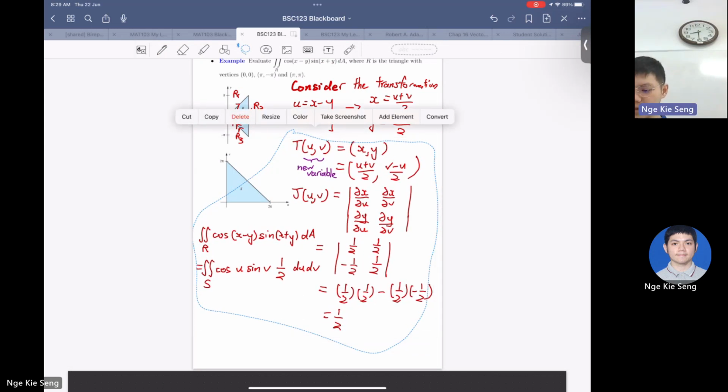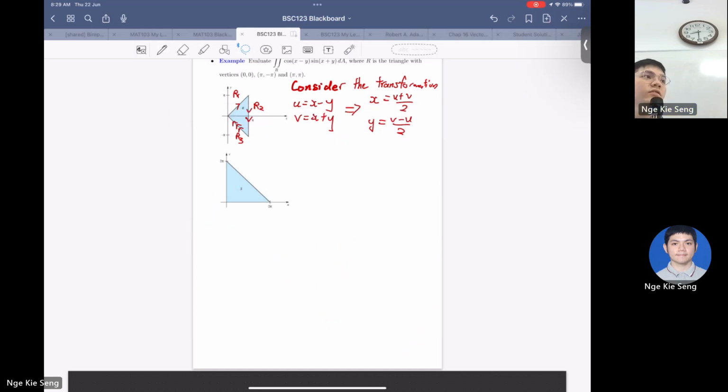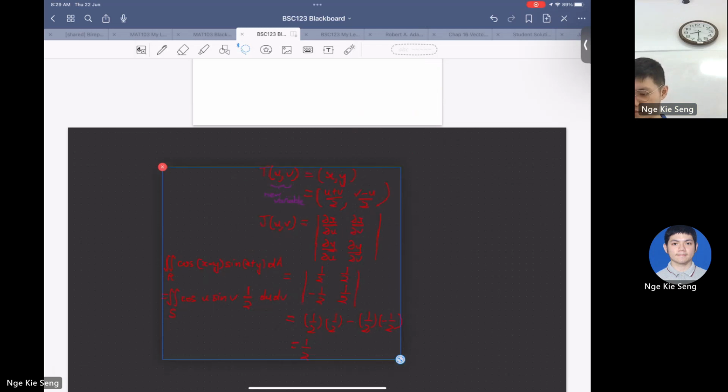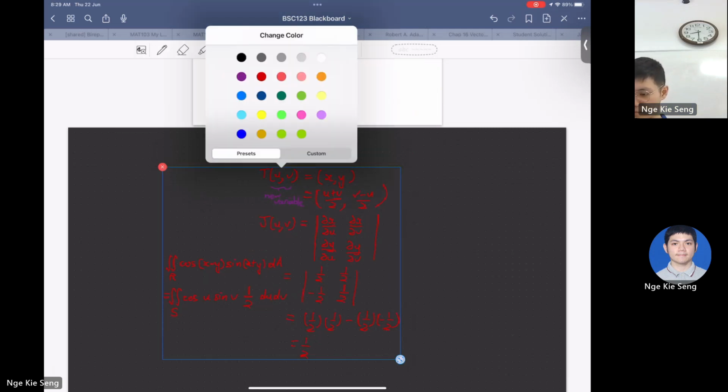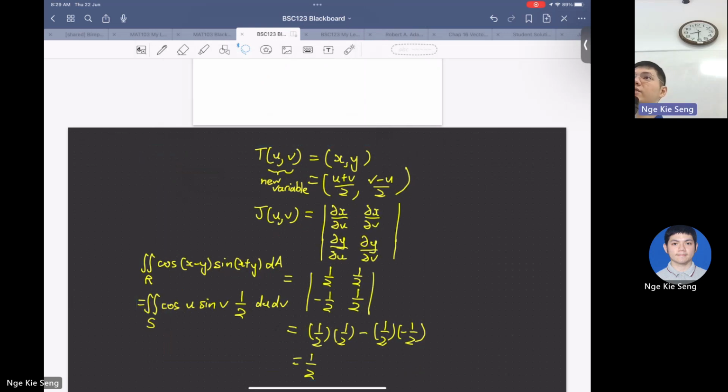Okay, so far okay with this? So far okay with the Jacobian stuff, the change of variable? Okay or not? So far with this Jacobian change.